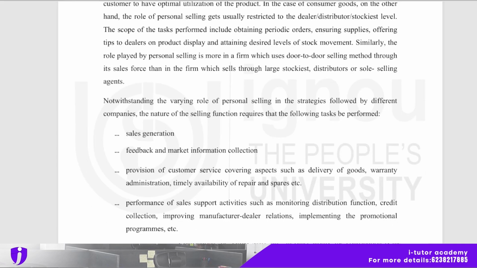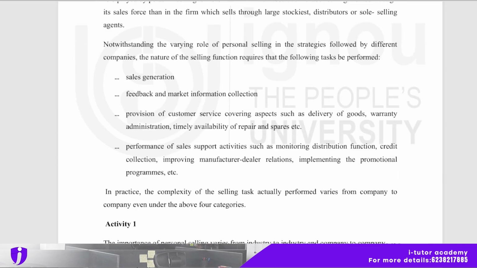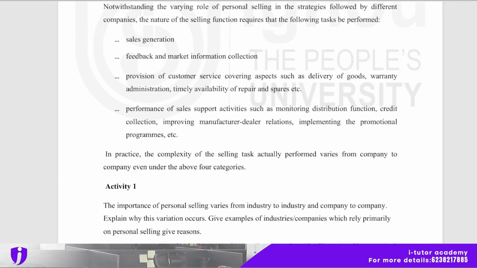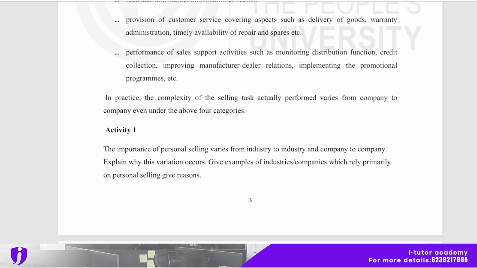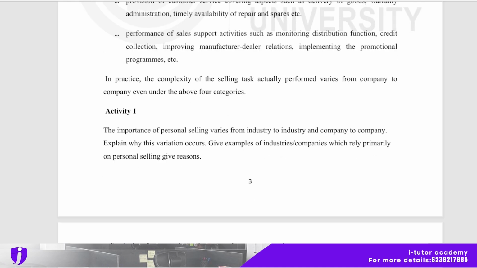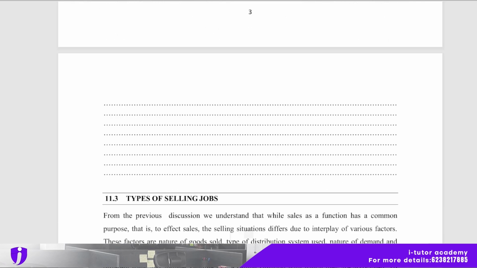So notwithstanding the varying role of personal selling in the strategies followed by different companies, the nature of the selling function requires that the following tasks be performed. Sales generation, feedback and market information collection, provision of customer service covering aspects such as delivery of goods, warranty administration, timely availability of repair and spares, etc. Performance of sales support activities such as monitoring distribution function, credit collection, improving manufacturer-dealer relation, implementing the promotional program, etc. So the activities based on this section are here, you just try to do it.